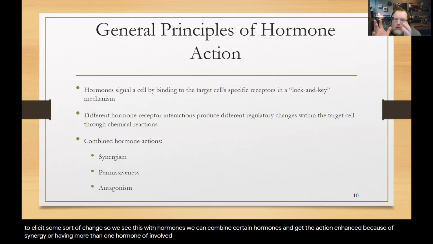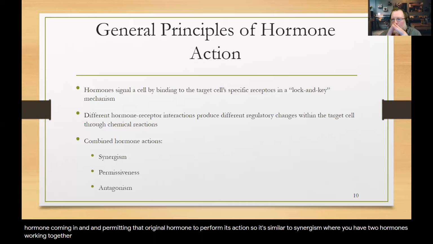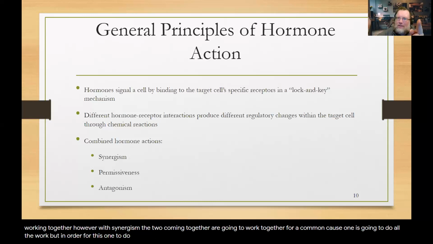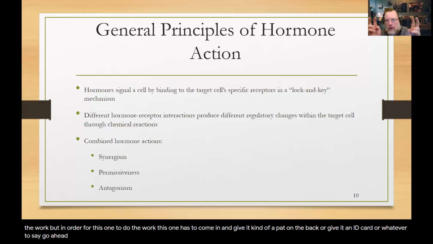Permissiveness, some hormones can't do what they need to do without another hormone coming in and permitting that original hormone to perform its action. So it's similar to synergism, where you have two hormones working together. However, with synergism, the two coming together are going to work together for a common cause, whereas with permissiveness, this one is going to do all the work. But in order for this one to do the work, this one has to come in and give it kind of a pat on the back or give it an ID card or whatever to say, go ahead and I'm going to permit you to continue to do whatever it is you need to do.